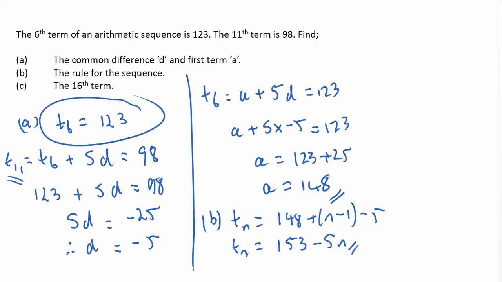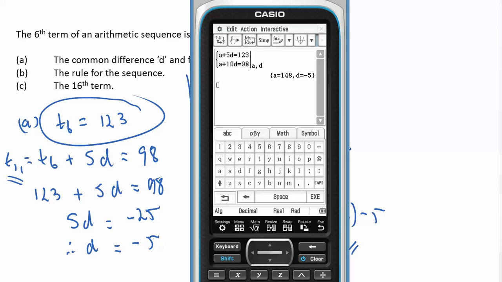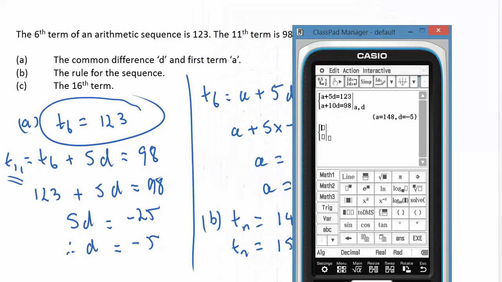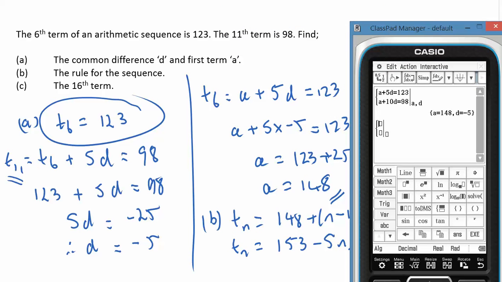Just very briefly on the calculator, I've made use of the alphabetical keys, and on the math side of things, I've entered, as I did before, the simultaneous equation icon: a plus 5d is 123, and then a plus 10d is equal to 98, then a comma d, pressed enter, 148 for a, and d is equal to minus 5. One minor word of caution: take care, make sure you read the instructions and show some algebraic workings as required.